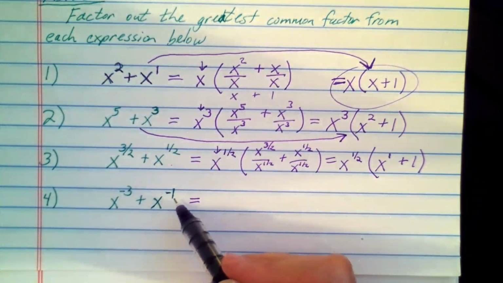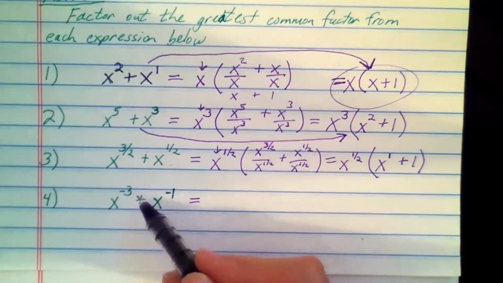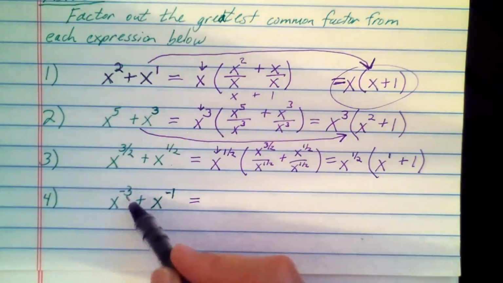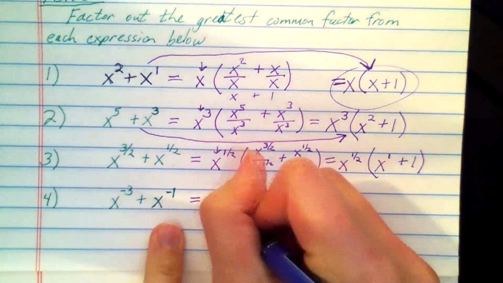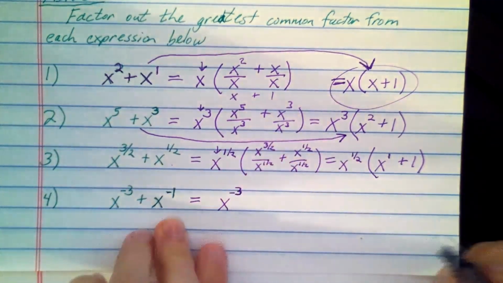If you think about it, -3 is more negative. It is lower in value than -1. It's to the left of -1 on a number line. So between x to the -3 and x to the -1, x to the -3 is the lower value power. That has the lowest value power. So what I can pull out is actually x to the -3, since that's technically the lower value number.